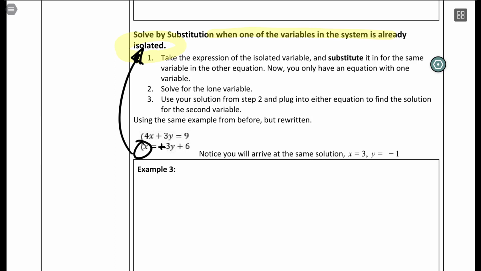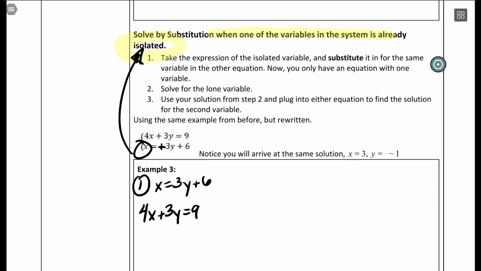So you'll notice that this is actually the exact same system of equations. I just moved that -3y over to the right-hand side of the equal sign. Okay? So now, what's our first step? Take the expression of the isolated variable. Okay? Step number 1 is to take the expression of the isolated variable. Well, this is the expression of the isolated variable where x is isolated. 3y plus 6 is the expression. And we want to substitute in for the same variable in the other equation. My other equation is this, 4x plus 3y equals 9.